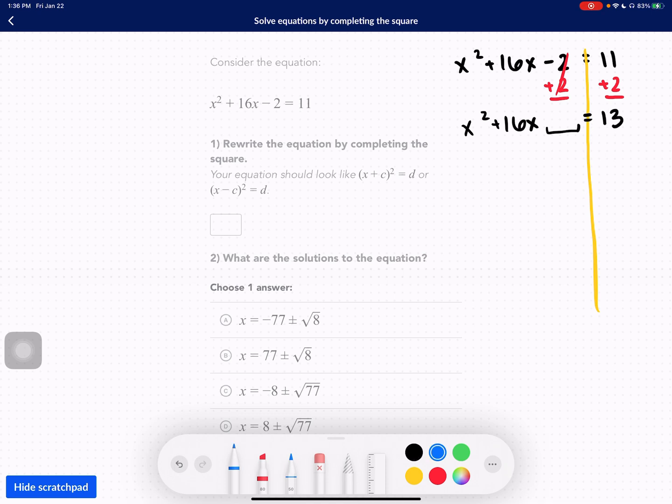Now we need to add b over 2 squared to both sides. So b over 2 squared. Our b is 16, so 16 over 2 squared is 8 squared, which is 64. In order to complete the square, we need to add 64 to each side.